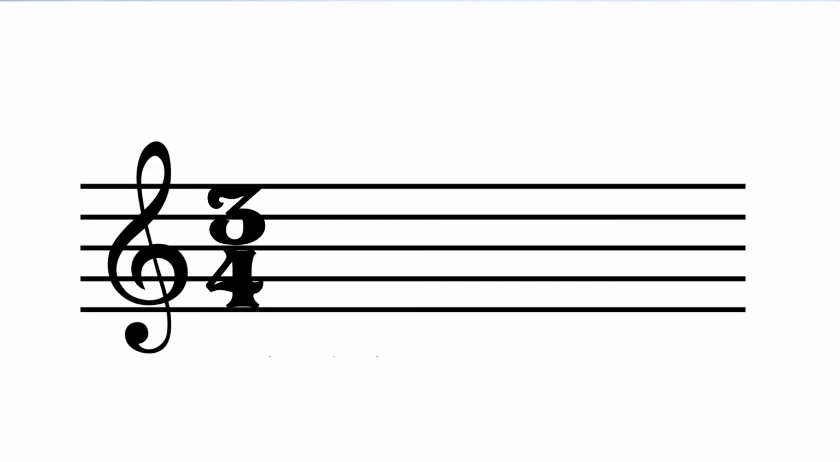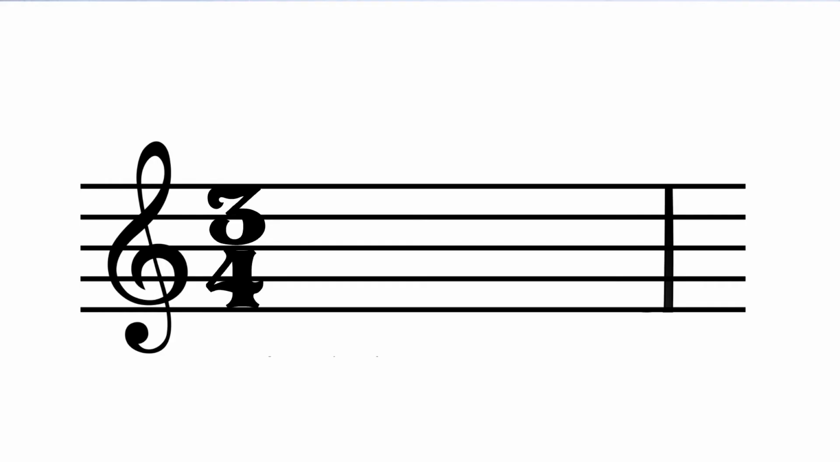So in a 3/4 time signature, each measure has 3 beats, and these beats are each a quarter note long. Of course, you can also have other types of notes in a measure, like half notes or eighth notes, but they always have to add up to 3 quarter note beats.